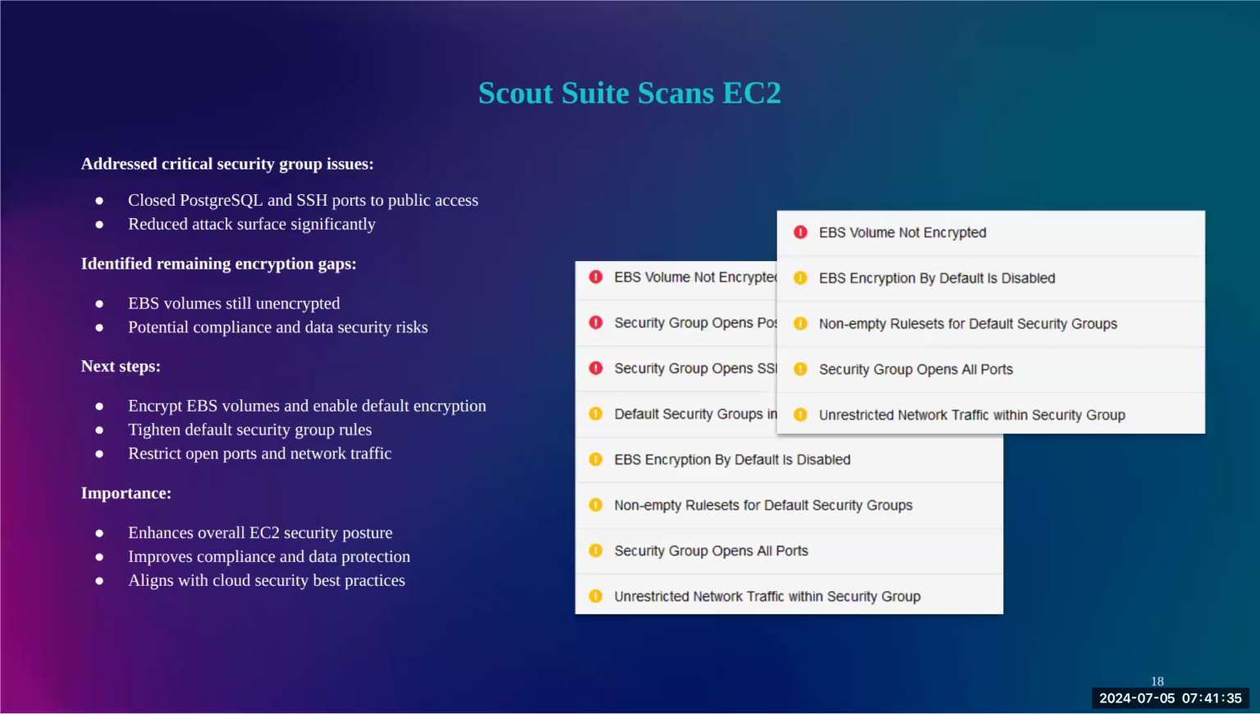We do have the EBS volume unencrypted at this time, which could potentially cause compliance and data security risks. So for our next steps with the EC2 instance, we intend to encrypt the EBS volume, continue improving the security groups, and restrict any other ports that might be of issue. It's important to enhance our overall EC2 security posture, since we want to make sure that our instance is secure and is not accessible to anyone out in the public. And we want to ensure we remain compliant to protect the data that we collect.